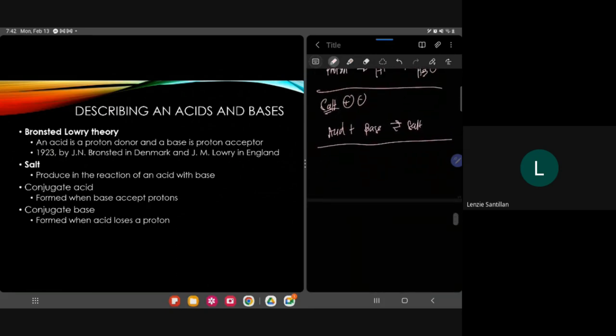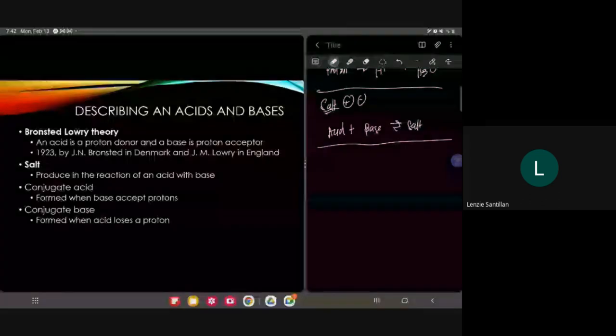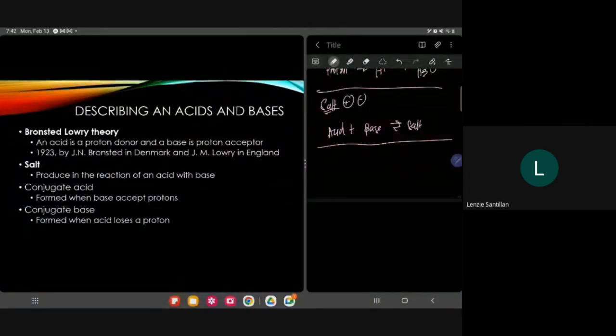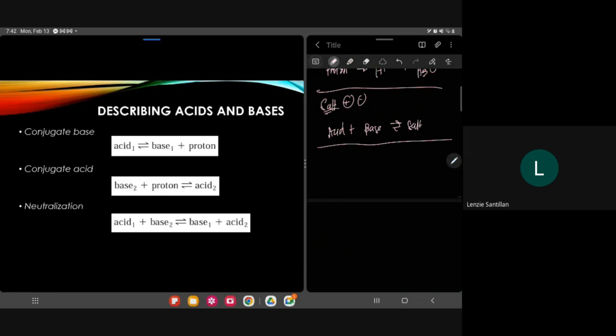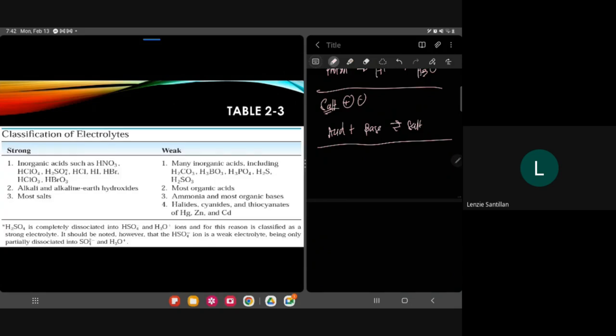Okay, so what is conjugate acid and conjugate base? When we say conjugate acid, it is formed when the basic compound accepts protons, and conjugate base is formed when the acid loses the proton. So let me have an example. But before we dwell into the example, here's Table 2-3. Again, the table number is not accurate, so I'll double check when you get to your book.